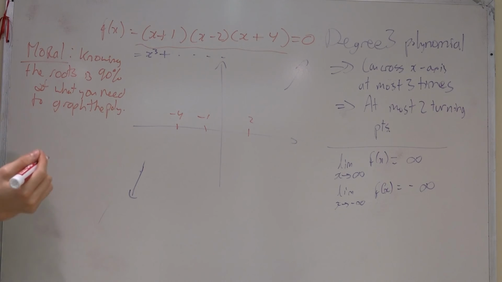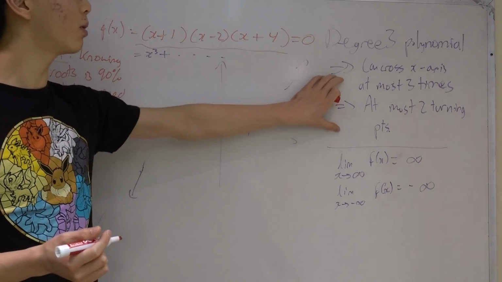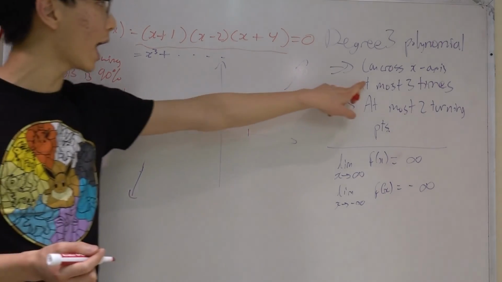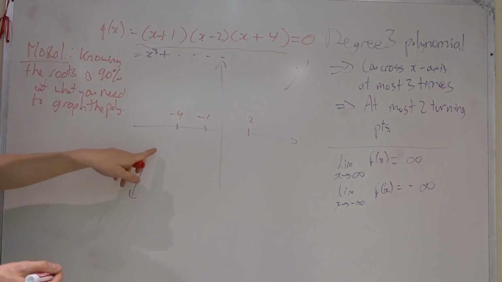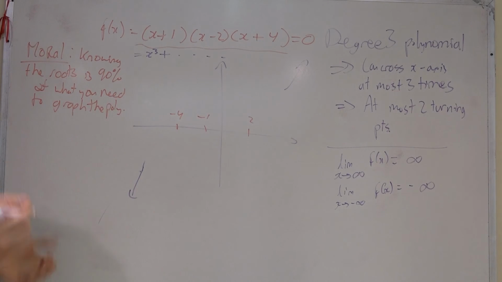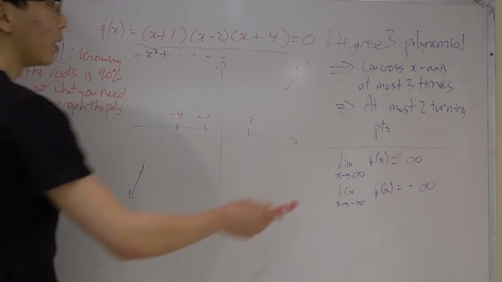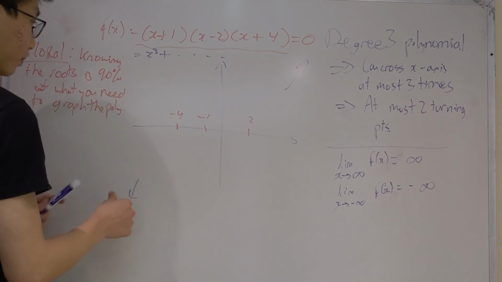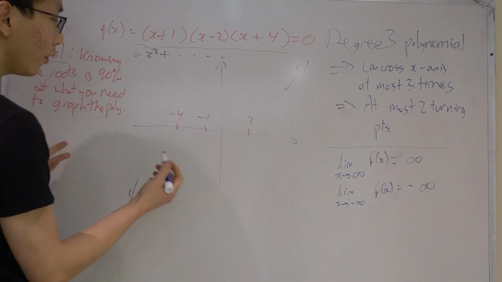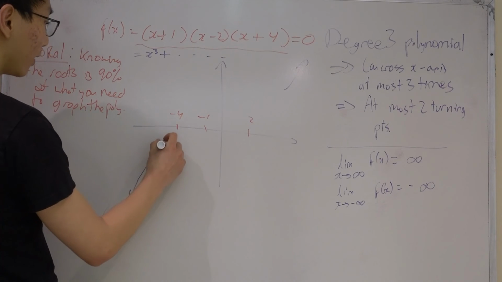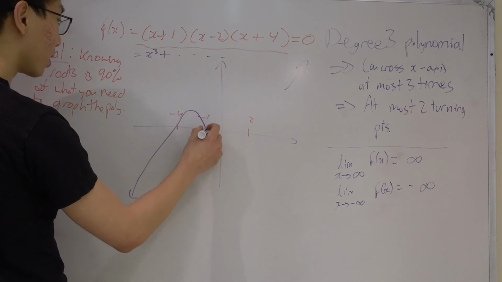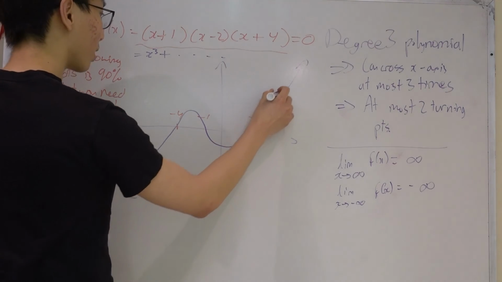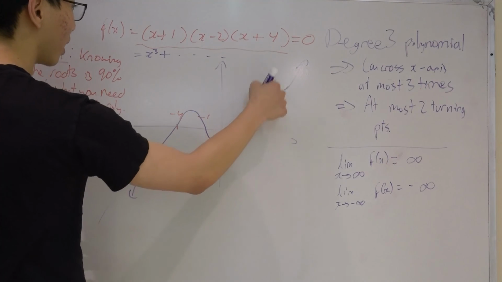Okay, so now, does this agree with what we have here? Well, yeah, it crosses the axis at most 3 times. In fact, right here, we do have it exactly 3 times. Excellent. Okay, so now let's fill in the rest, knowing that there is at most 2 turning points. Okay, so 2 turning points. I don't know if you can see it, but I kind of see that this is sort of the most natural thing for this cubic to do.